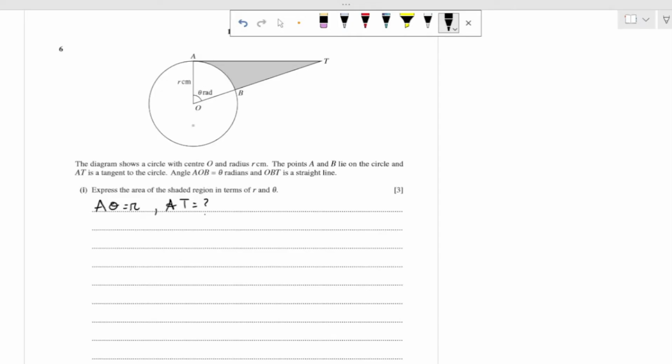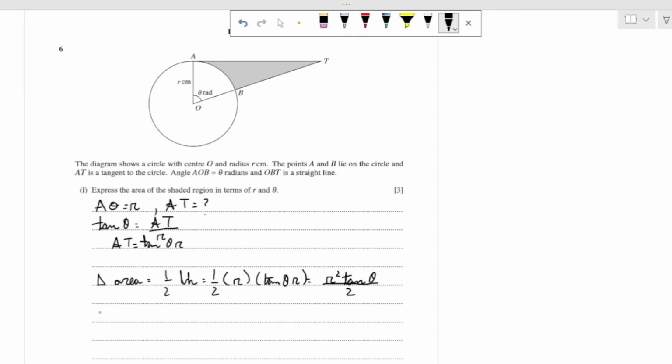This is the opposite side, this is the adjacent side, and therefore we can say that tan theta is equal to opposite, that is AT, over adjacent, that is R. And therefore we get AT as R tan theta. Now we can find the area for our triangle, which will be 1 by 2 base into height. 1 by 2 base, that is R, into height, R tan theta. Simplifying this, we get R squared tan theta over 2.